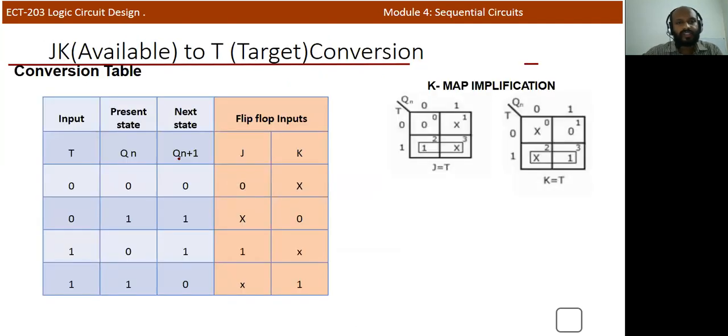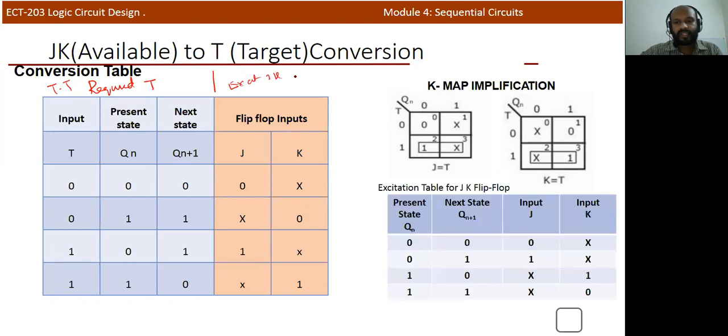Now we'll discuss JK to T conversion. Already we discussed SR to all other configurations. Now we'll discuss JK to all others. So here the required flip flop is T. We'll write the truth table of the required T, and we need to write the excitation table of JK.